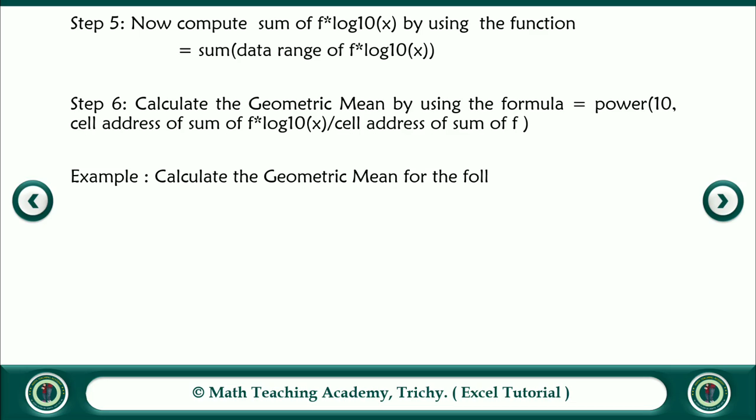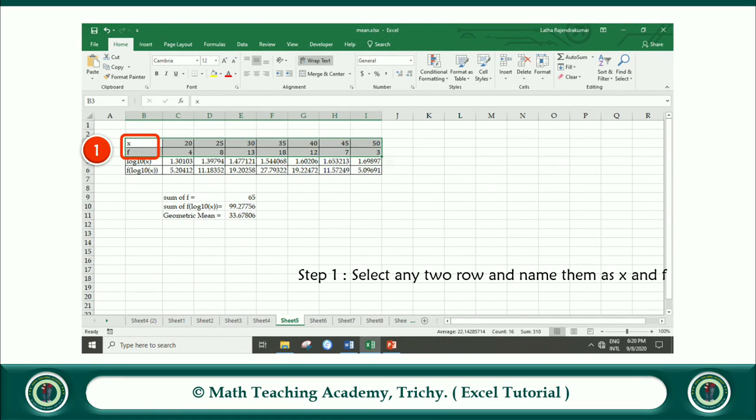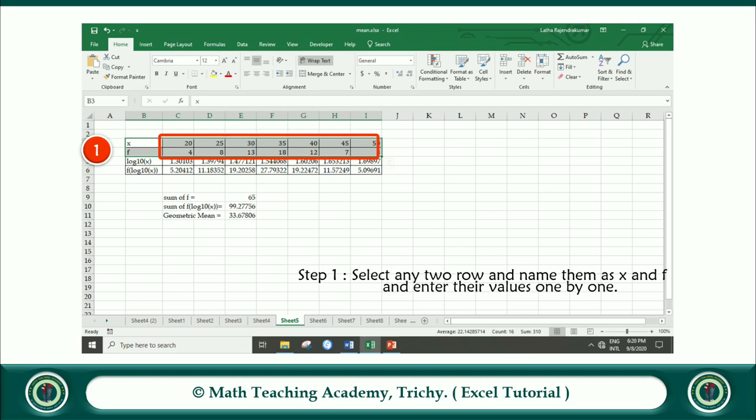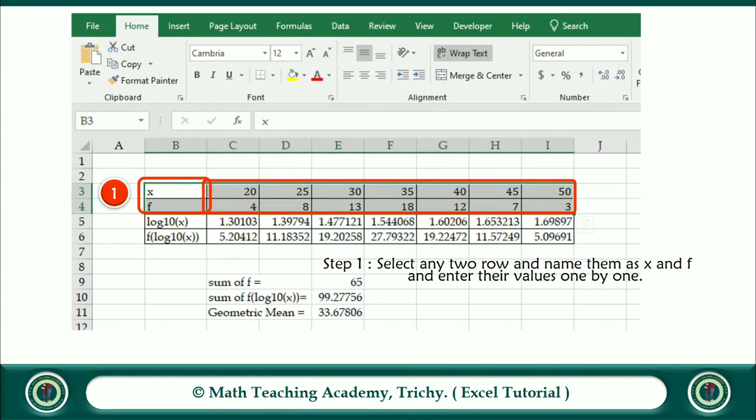Have a look at this example. Calculate the geometric mean for the following data. X and f are given. So step 1, select any two row and name them as x and f. Here we have selected the two rows b3 and b4 and named them as x and f, and enter their values one by one. So here we have selected the rows b3 and b4 and named them as x and f and entered their values one by one.